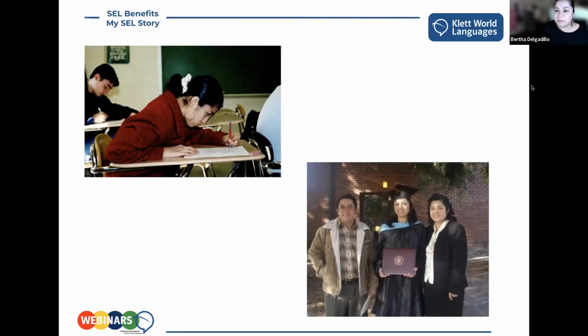I have already mentioned that I am originally from Mexico, and I teach in Savannah, Georgia. However, I grew up in a little town called Claxton, Georgia. When I came to the United States, I was 11 years old. And here you're going to see a picture of me. I was taking some type of assessment, and I was in my high school years.